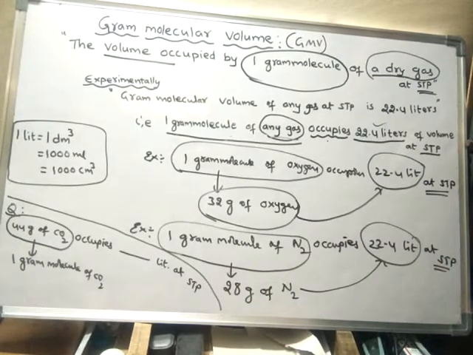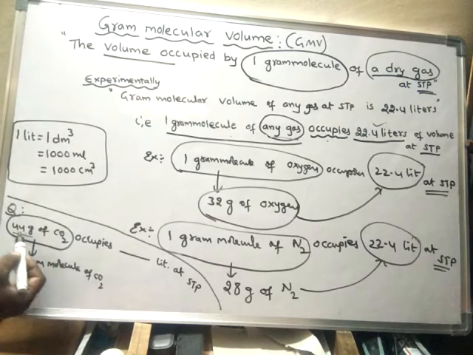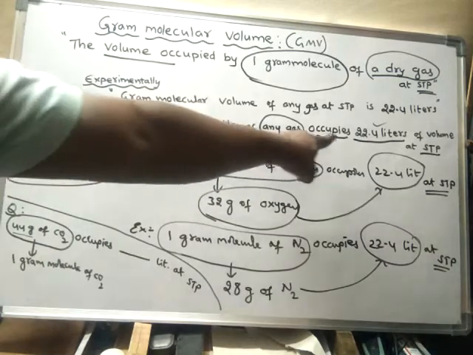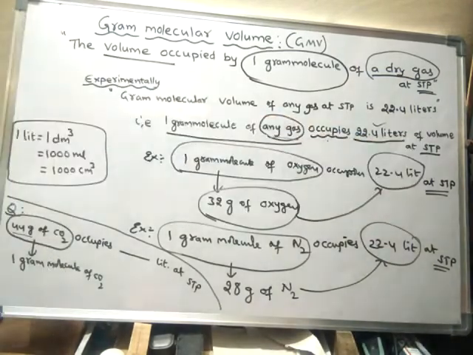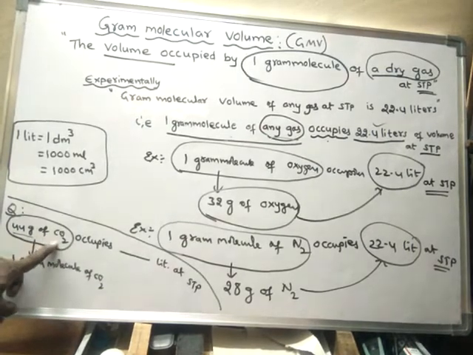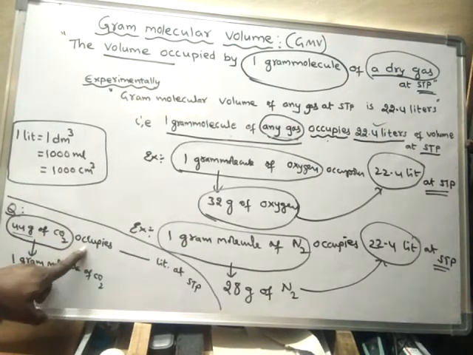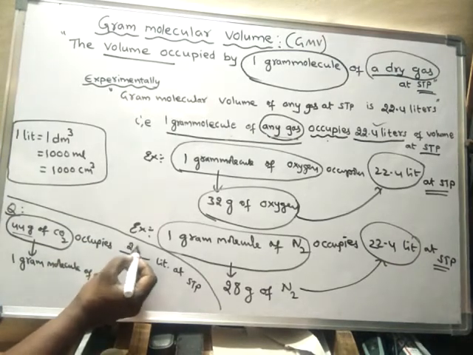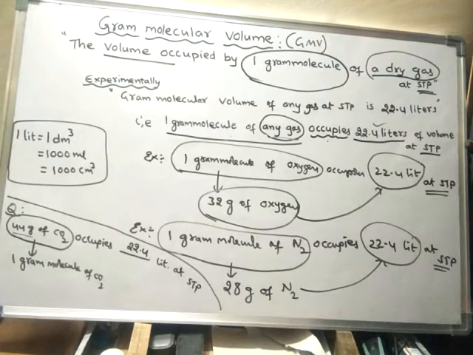Already we know that gram molecule is nothing but gram molecular weight. So the gram molecular weight of carbon dioxide is 44 grams. Remember that. 1 gram molecule of carbon dioxide is equal to 44 grams. Already we know that 1 gram molecule of any gas occupies 22.4 liters at STP. Hence 44 grams of carbon dioxide means 1 gram molecule of carbon dioxide, and it occupies 22.4 liters of volume at STP.